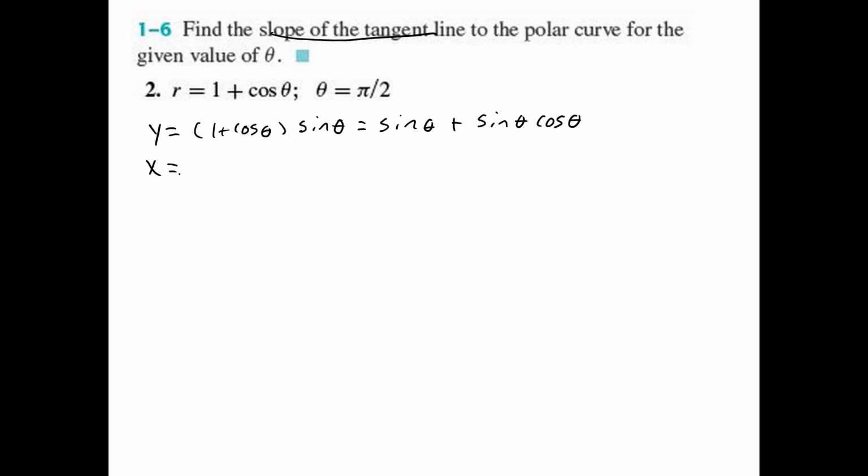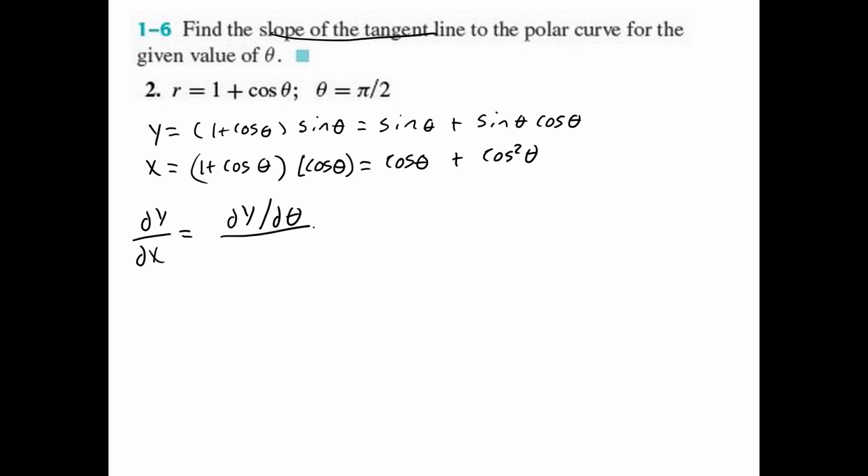And x is equal to r, 1 plus the cosine of theta, times the cosine of theta, which is equal to the cosine of theta plus the cosine squared of theta. So then dy dx is just dy d theta divided by dx d theta. No need to memorize a whole other formula.